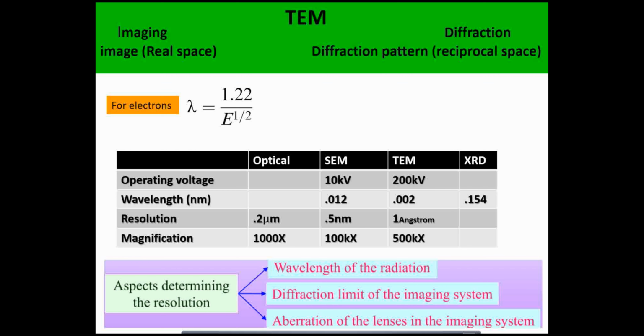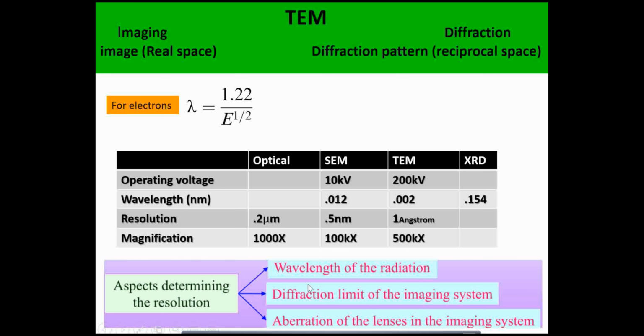All these three control the limits of the resolution of that particular system. In case of TEM, we have resolution up to 1 angstrom. That is basically limited by aberration of the lenses, because from the wavelength the resolution can go further down, but aberration doesn't allow us. So that's the case. Now let us move further.